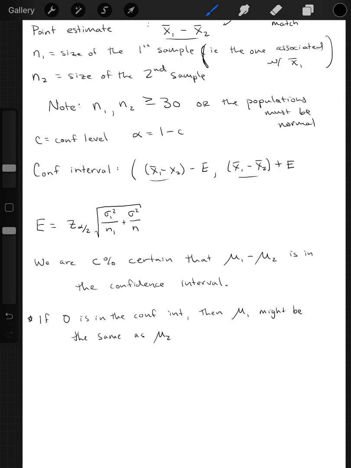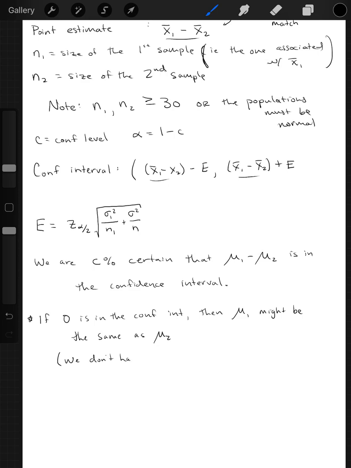This is sort of the trickiest one, because we can't say that we are C% certain that mu1 is equal to mu2, right? We just know that it's in there. 0 is in there, but we're not our confidence level percent certain that it's going to be 0. It's just going to be somewhere in there. So this is one of those situations where we might say something like, we don't have any evidence that suggests that they are different. All right, so that's how we often like to phrase it.